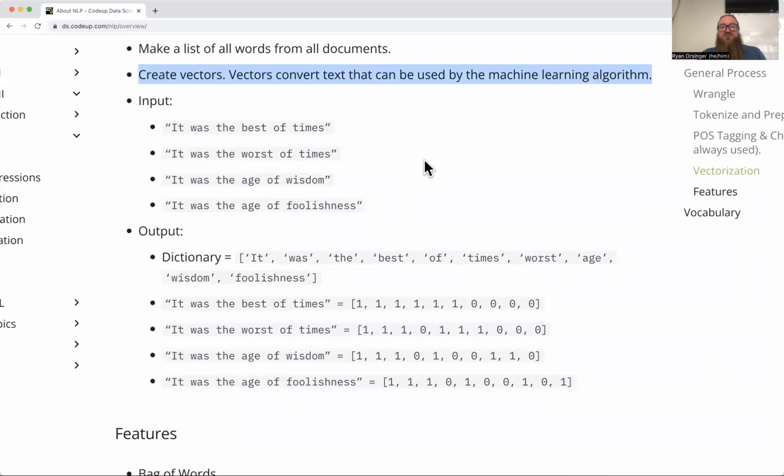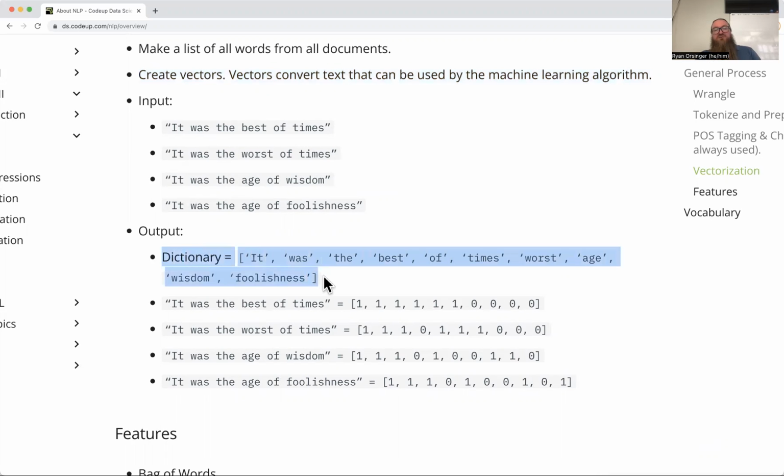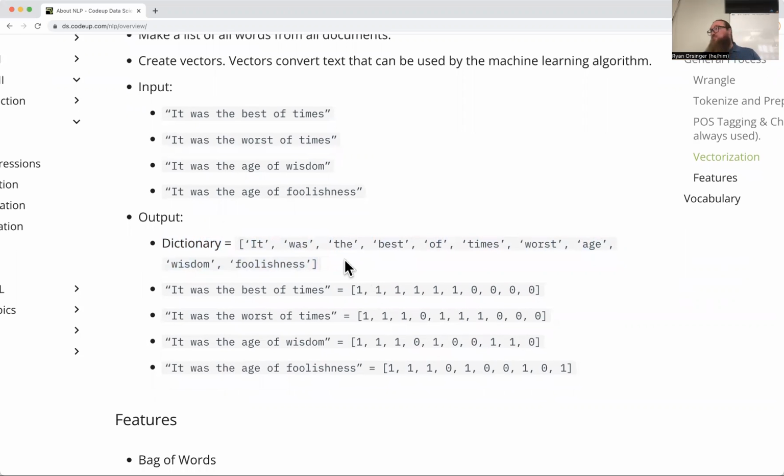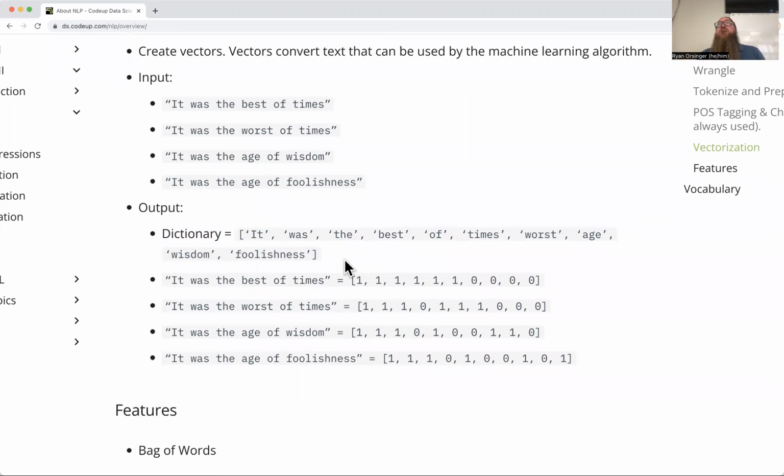So if we've got the text, it was the best of times, it was the worst of times, it was the age of wisdom, it was the age of foolishness, the first thing that we'll do with vectorization, and again, you don't need to do this manually, but this is explaining what vectorization is, is get the dictionary of all unique words. That's the first step. So it's the best of times, worst, age, wisdom, foolishness, because it's not counting the repetitions here in the dictionary. That's just basically taking the string and running .unique on the words, right? So taking a string, turning it into a list of strings, and then running unique on it.